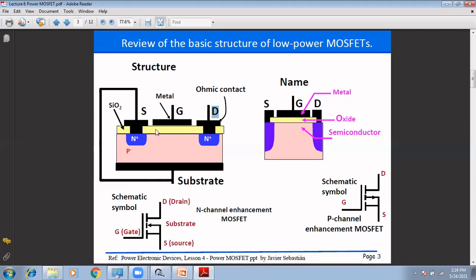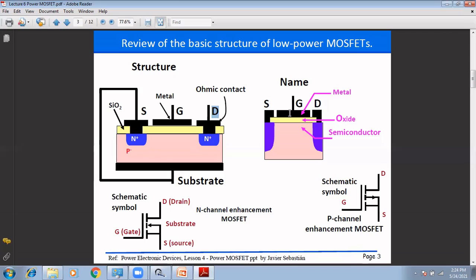Again there is one layer. This layer is nothing but the SiO2 layer, that is the silicon oxide layer, and over this oxide layer a metal is deposited. This metal may be aluminum or copper, or sometimes it is polysilicon. Polysilicon is highly doped, and because of the high doping, this polysilicon can work as a metal. So this is a simple structure of the MOSFET.